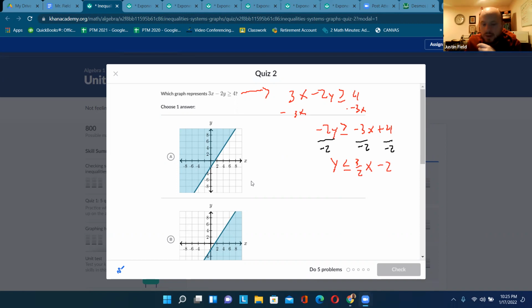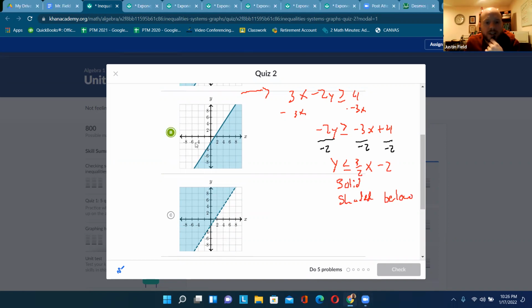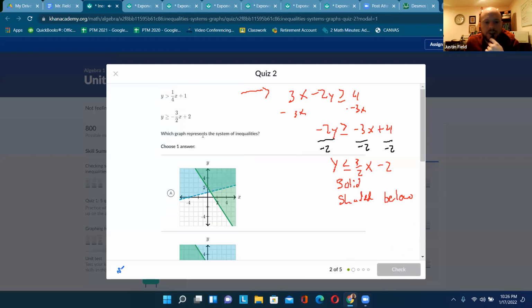So solid line, right? Because it is less than or equal to, it is a solid line, shaded below. So where do we see a solid line shaded below? It's B. It's right there. All right, that was easy.